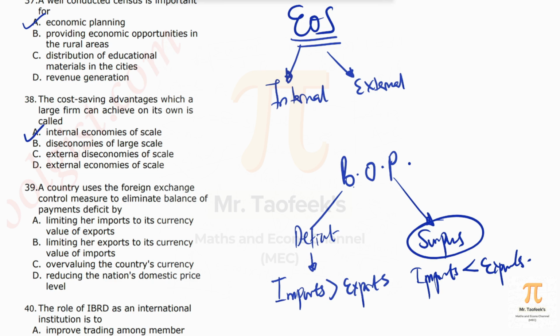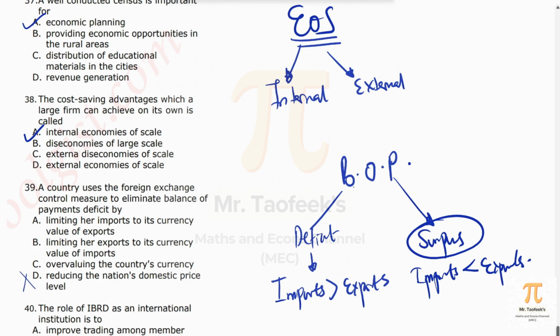So how will the government use foreign exchange control to eliminate this balance of payment deficit, this excessive importation of things? A, limiting our imports to its currency value of export. B, limiting our export to currency value of import. C, overvaluing the country's currency. D, reducing the nation's domestic price level. So let's start to cancel our answers, starting with reducing the nation's domestic price level.